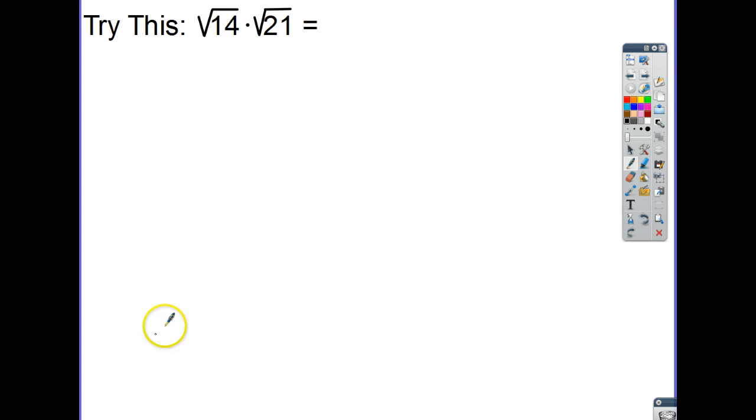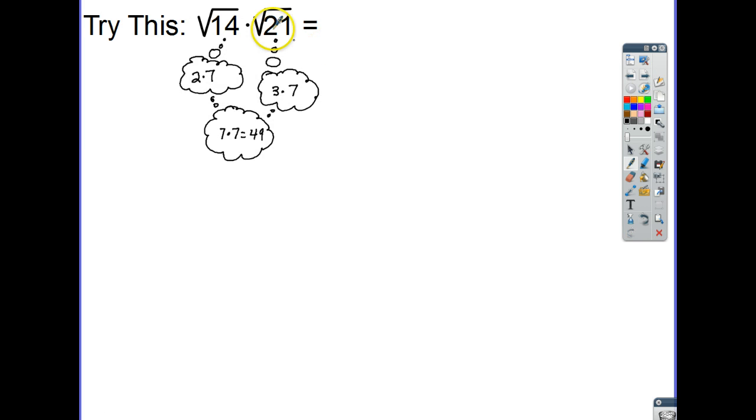Go ahead and try this one. Okay, well, the first thing we'll do is look for perfect square factors in either one of these, and I don't see anything. But in my mind, I'm thinking 14 is 2 times 7, and 21 is 3 times 7. So I have two factors of 7 that are going to equal 49. So whatever this is equal to, I know 49 will go into it. It may not be the biggest one, but it'll get me started.